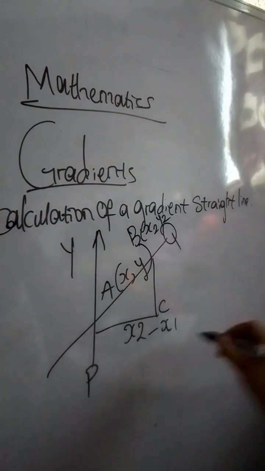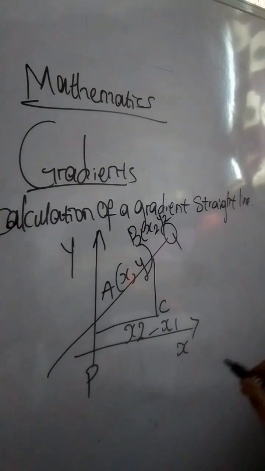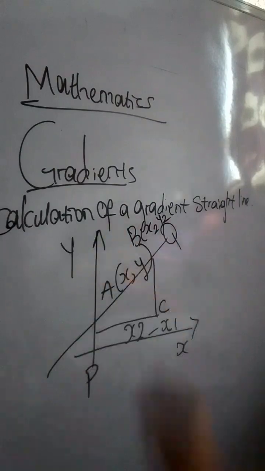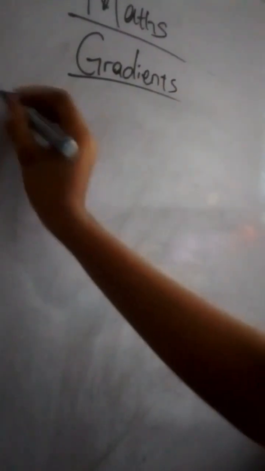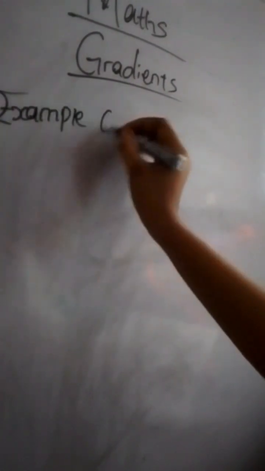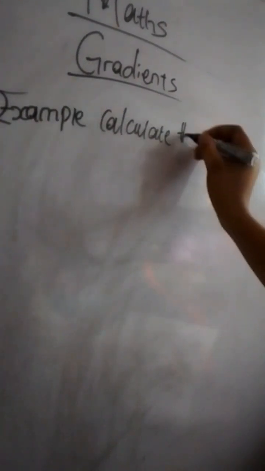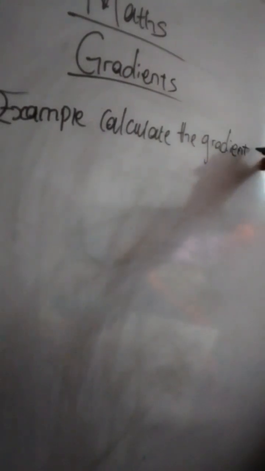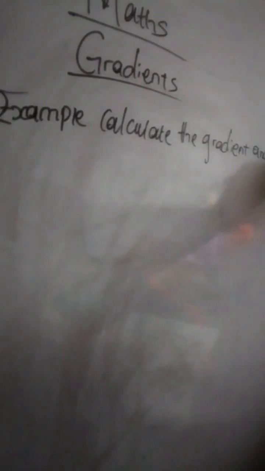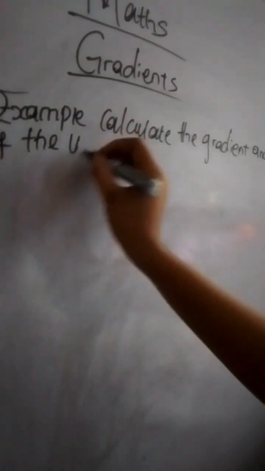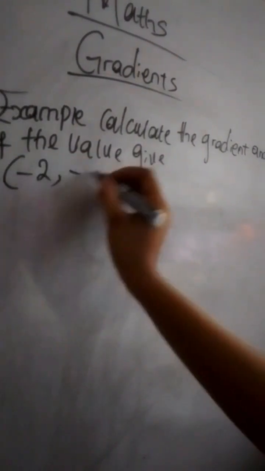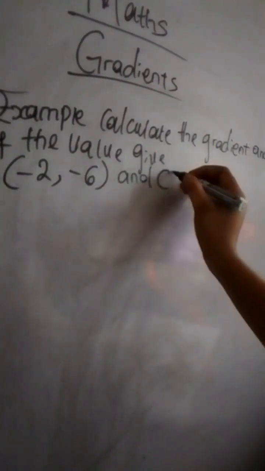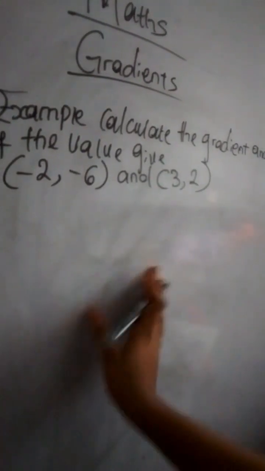Here we have a point, and also here we have a point, on a straight line. So for further explanation, let's make use of one example. Example 1. Calculate the gradient of the line joining the values given. We have -2 and -6 here, and we have 3 and 2. So you may wonder, how do we solve this?